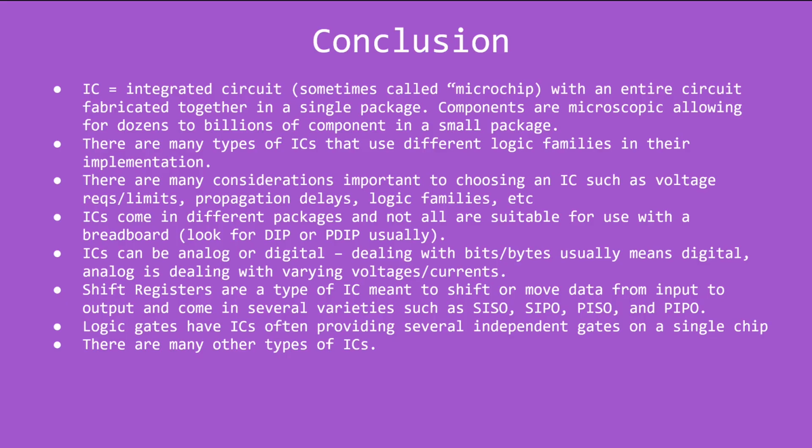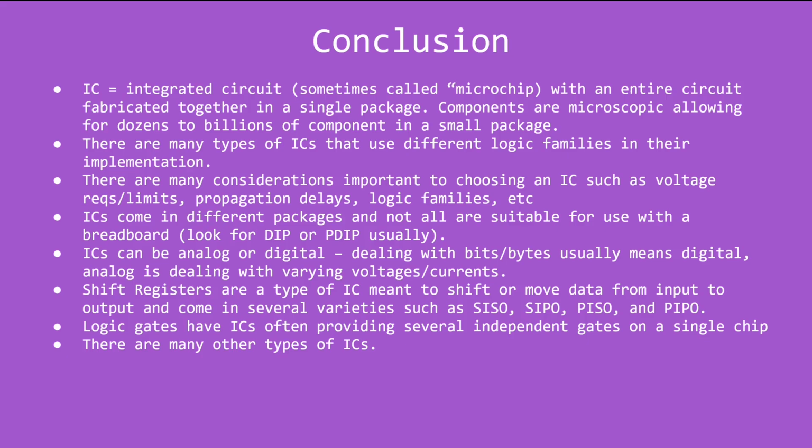Now, just to wrap things up, an IC is short for integrated circuit, and sometimes we just commonly call this a microchip. That term has been in existence since I think at least the 1960s. It's an entire circuit fabricated together in a single package. Components are microscopic, allowing anywhere from as few as a few dozen components to billions of them in a single package. In fact, a modern CPU is about 100 billion.